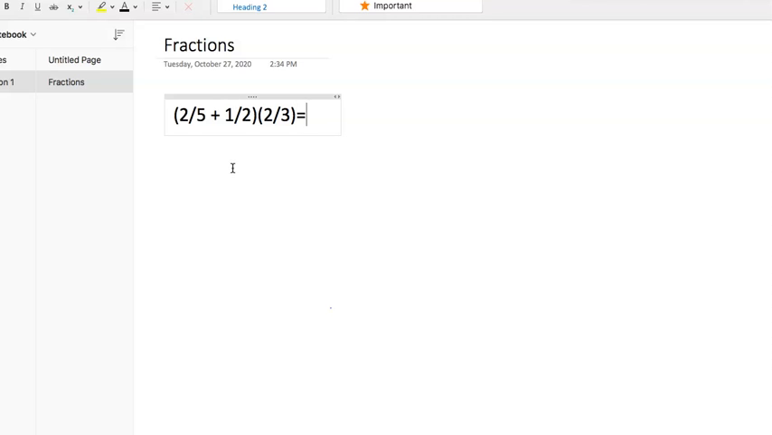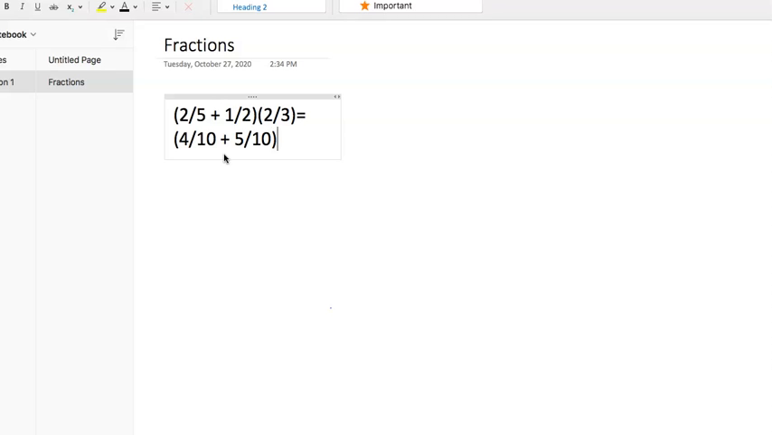Okay, so first one says we got 2/5 plus 1/2 times 2/3. All we really have to do is find the common denominator on the part on the left, the 2/5 plus 1/2, so that the denominator, the number at the bottom, is the same for both of them. If we multiply 5 and 2 together, we get 10. So 2/5 is the same as 4/10, we just multiply the top and the bottom by 2, plus 1/2 is the same as 5/10.